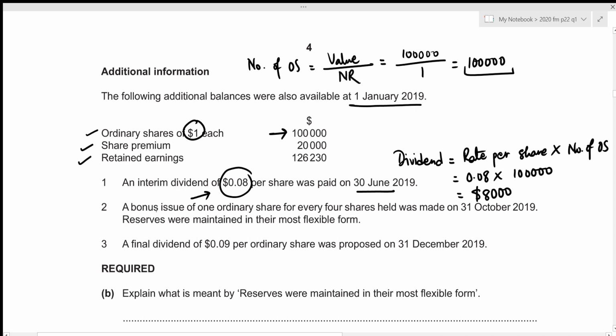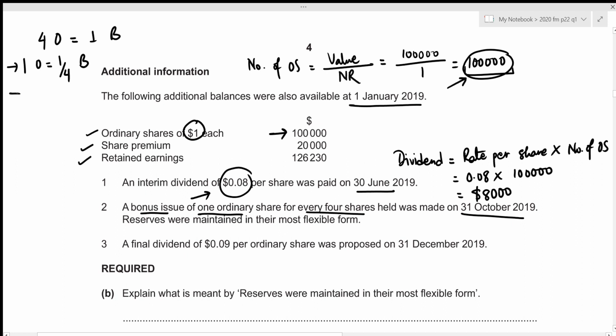Alright, then for the second information, we're given that a bonus issue of 1 ordinary share for every 4 shares held was made on 31st October 2019. So we're told that for every 4 ordinary shares that we have, we will be providing 1 new bonus share. Let's utilize our unitary method. So this just means that for 1 ordinary share, we'll be providing 1 by 4 bonus shares. And we know that we have a total of 100,000 ordinary shares. So let's figure out the corresponding bonus shares for this number. For 100,000 ordinary shares, we'll be providing 1 by 4 times 100,000 bonus shares. So that is just going to be 25,000 bonus shares.